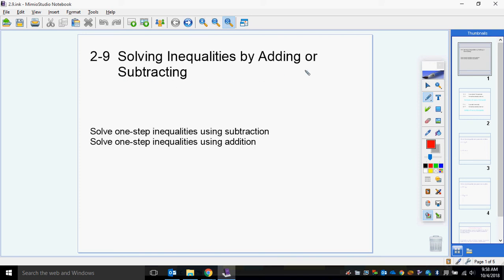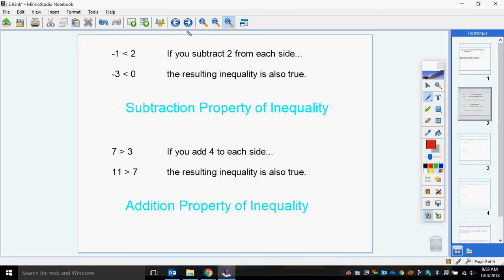Solving inequalities by adding or subtracting. So we're going to use the one-step process that we did for equations, but with inequalities, using subtraction, and then one-step addition for inequalities. So let's, for instance, take this inequality.